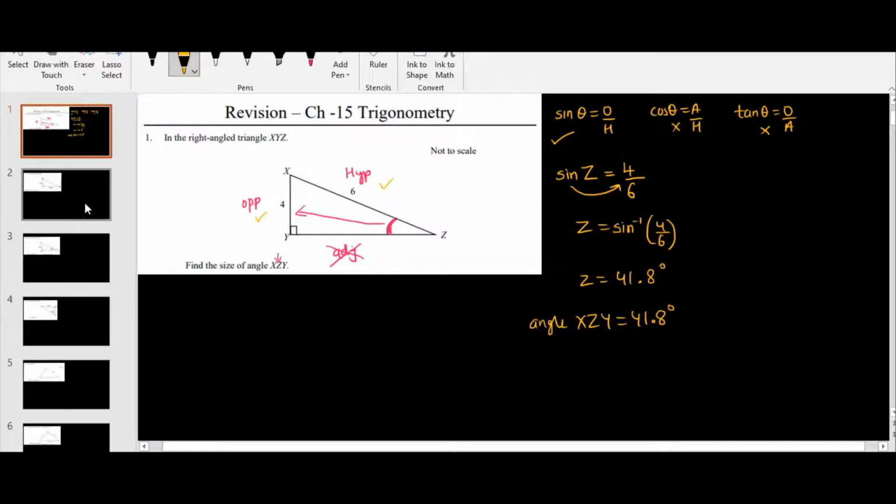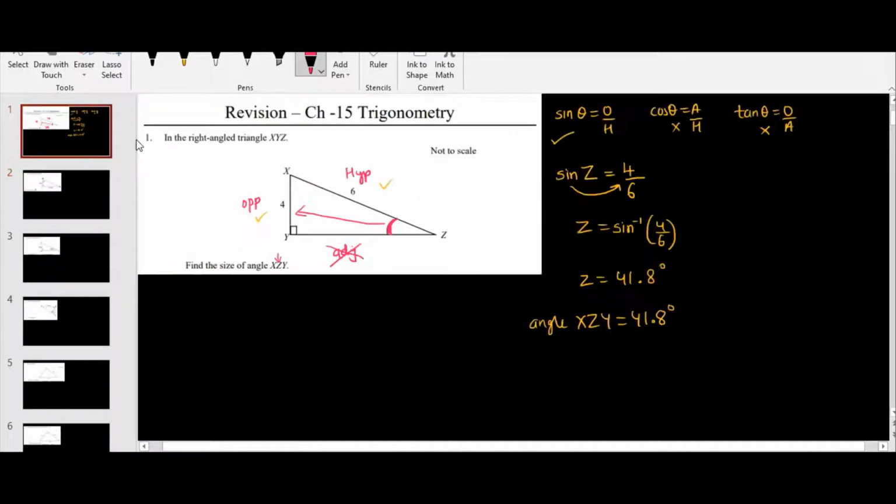Let's go to the second question. Here is a right angle triangle PQR again, and the question is asking you to find the size of angle RPQ. When it says RPQ, the middle letter is P. That means I have to find the angle P. Sometimes they mark the arc. In question 1 the arc was already marked, and in the second question they did not mark it, so you have to mark it by yourself.